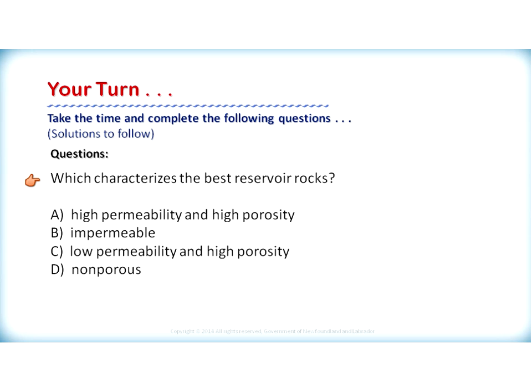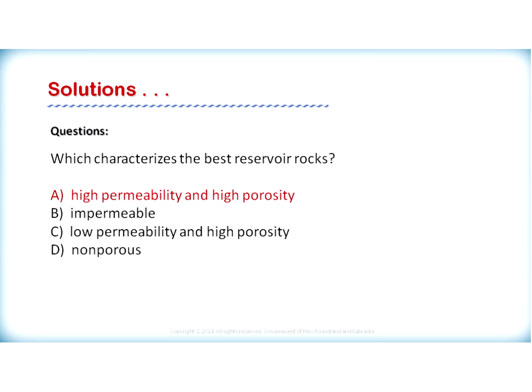The question reads, which characterizes the best reservoir rock? So a reservoir rock would be a rock which would have relatively high permeability and high porosity, which allows the liquids, namely oil, to pass through and be trapped within the layer. So the rock that characterizes the best reservoir rock would be a rock which has high permeability and high porosity. Examples of rocks that have high permeability and high porosity would be sandstones, dolomite, and conglomerates. So your answer to this question would be A.